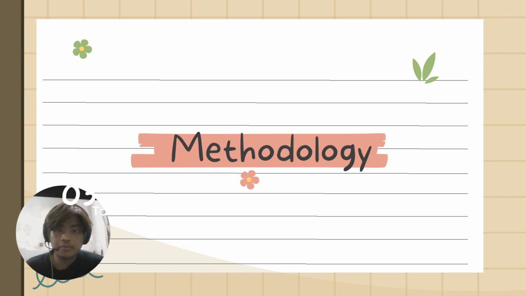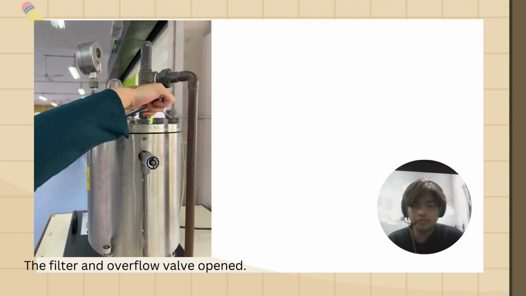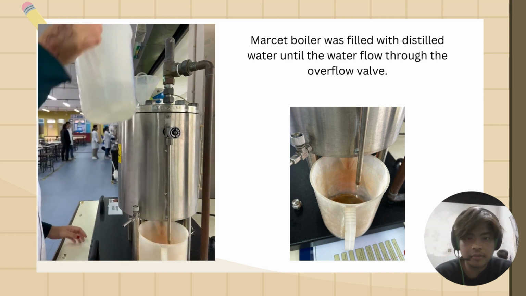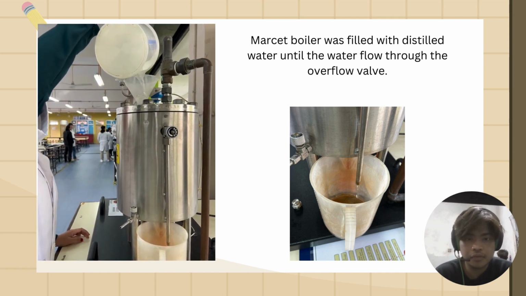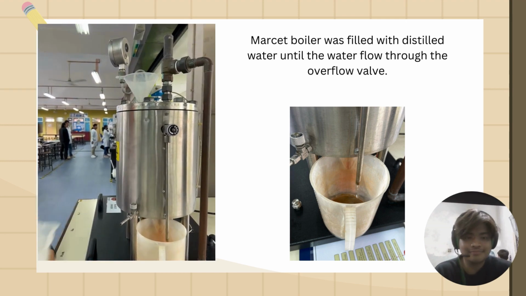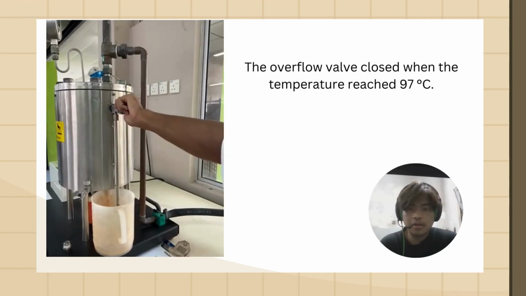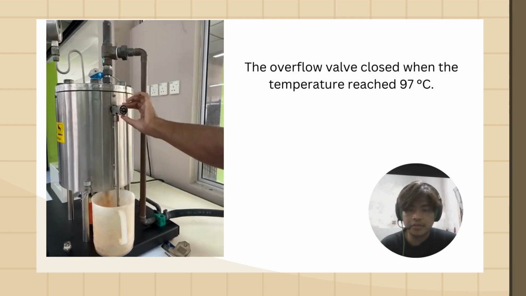So now I will present the methodology. First, the filler and overflow valve are opened. Second, the Marcet boiler was filled with distilled water until the water flowed through the overflow valve. Third, the heater and main switch were turned on. Fourth, the overflow valve is closed when the temperature reaches 97 degrees Celsius.